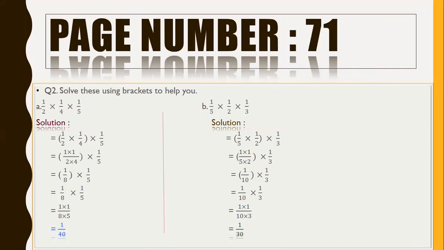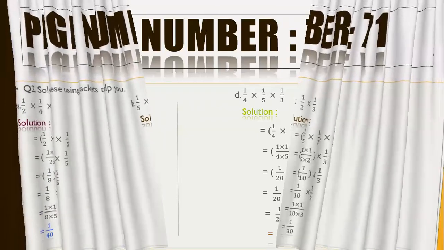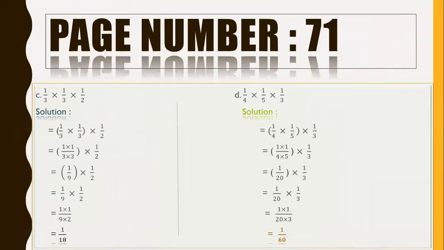Part C is 1 over 3 multiply 1 over 3 multiply 1 over 2. Enclose the first two fractions, 1 by 3 and 1 by 3, in the round brackets and multiply by 1 by 2. 1 by 2 will be out of the brackets. 1 over 9 multiply 1 over 2. 1 over 18 is our required answer of the product of these three fractions.